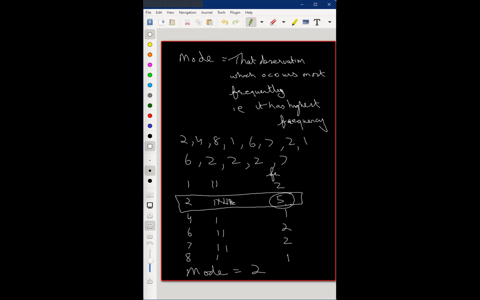Quickly copy this down. Mode is very simple. That's it. There's nothing else we need to do. We just make a frequency table and we find that observation which has the maximum value. That's all, nothing else. Quickly do this, then we'll take an example now. If anyone has any doubts, please ask me.